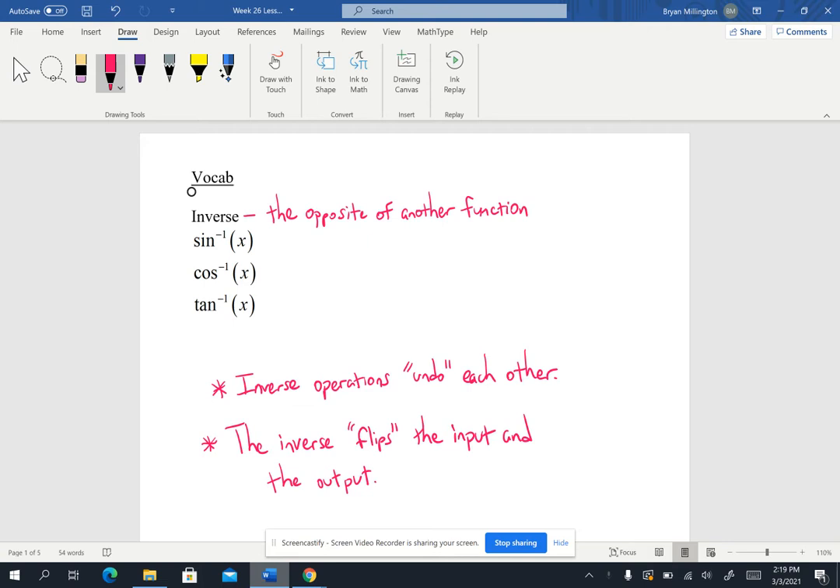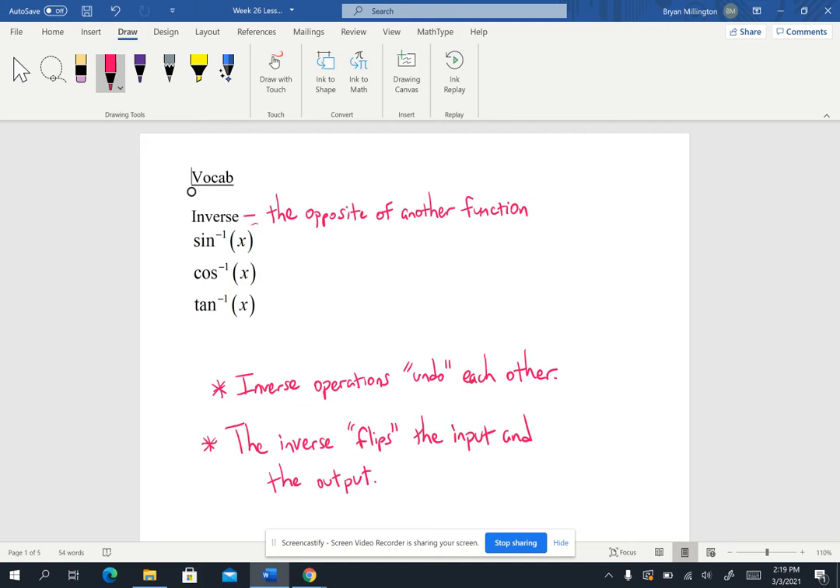Other important things about inverses that I wrote down here: inverse operations undo each other. And then the inverse can flip the input and the output. So that's really important when we're doing trig. That's how our calculator is going to use inverse trig to tell us missing angle measures.